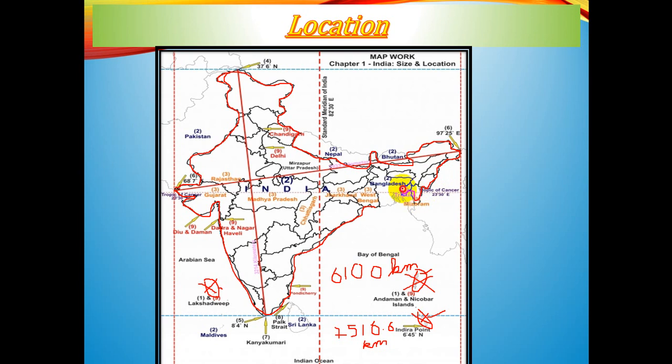Tripura entirely, Meghalaya, and up till this edge of West Bengal. This entire stretch, 15,200 kilometer, is the total length of this entire land boundary. So this is about the size of India and the location of India. Hopefully you understood all the points and the topics that I have explained today.